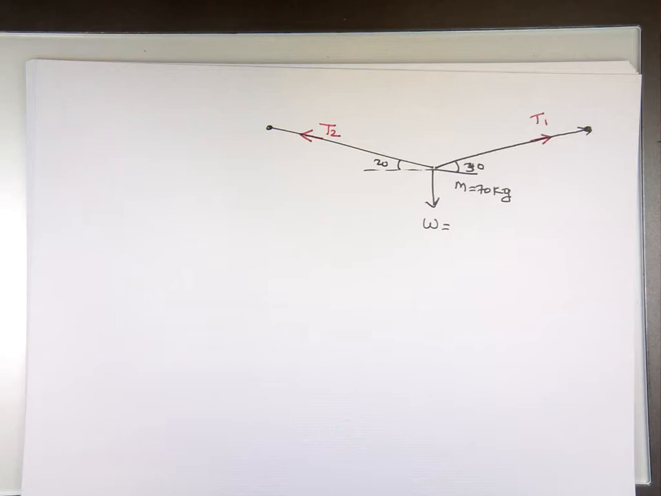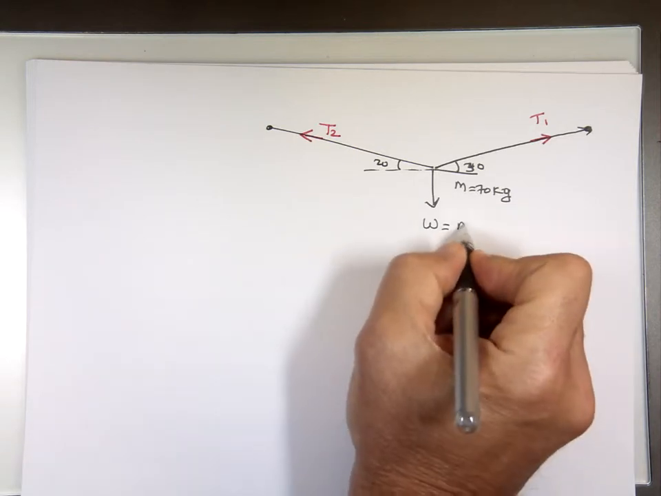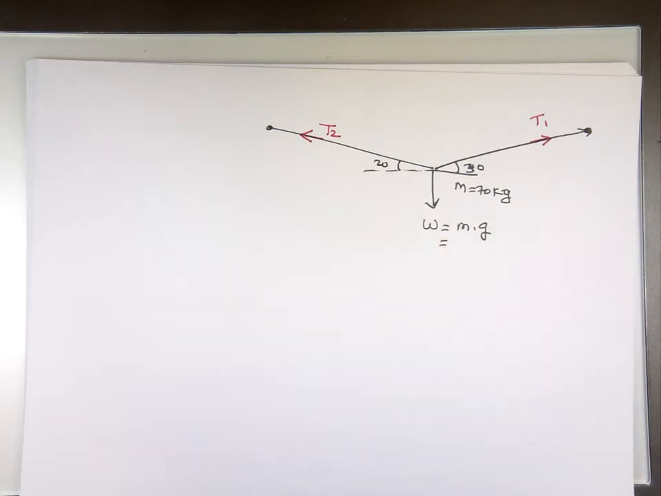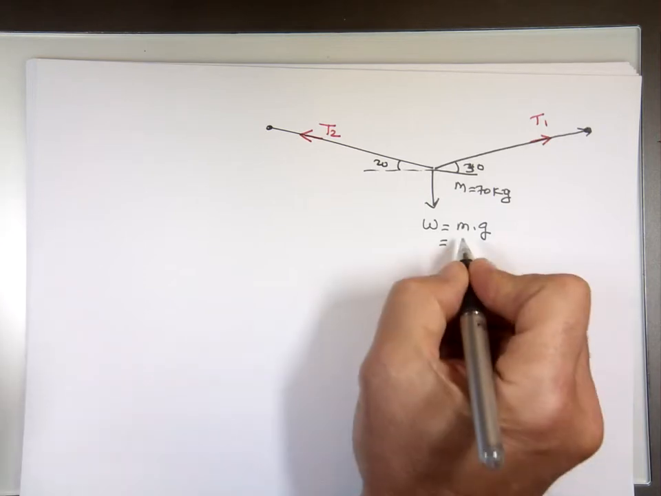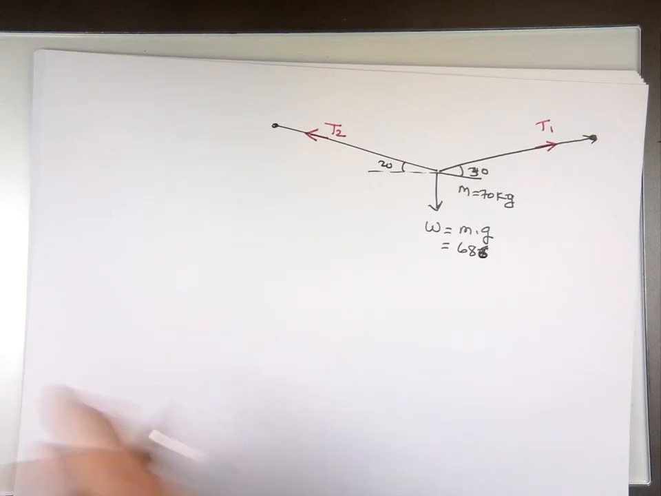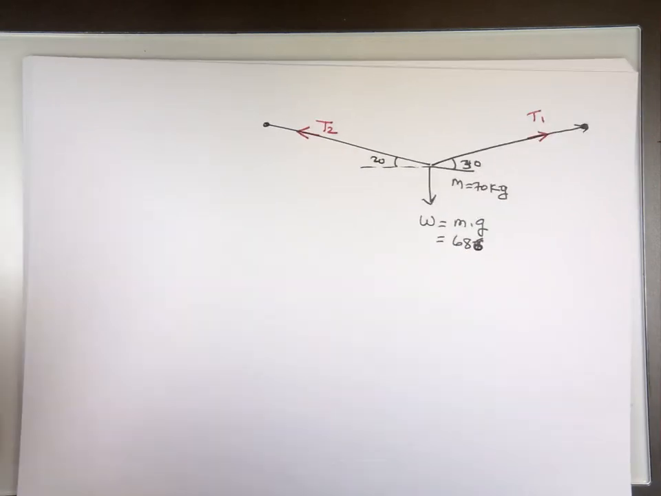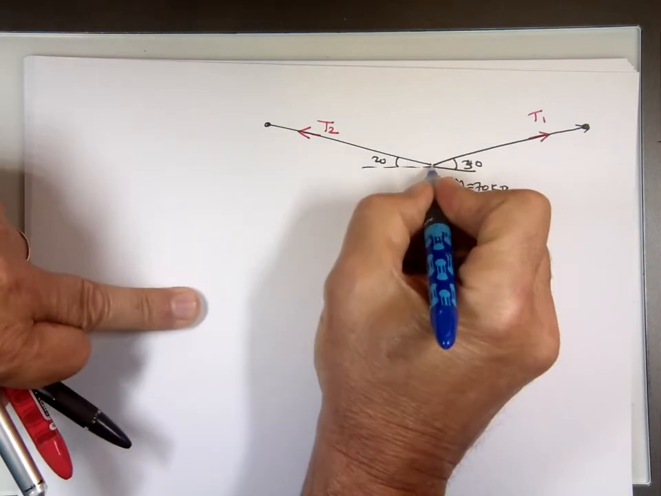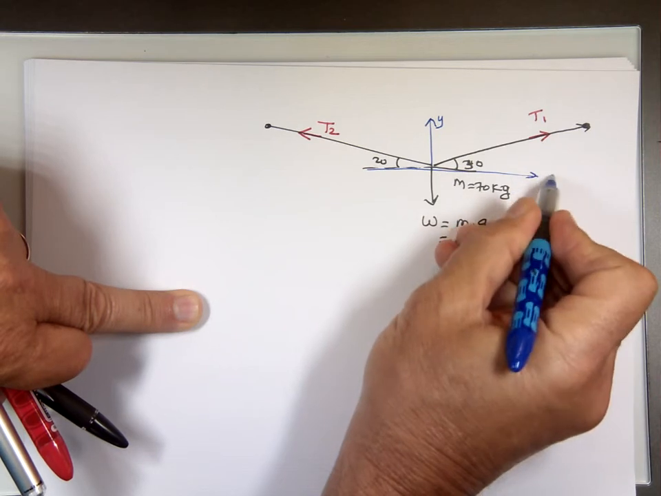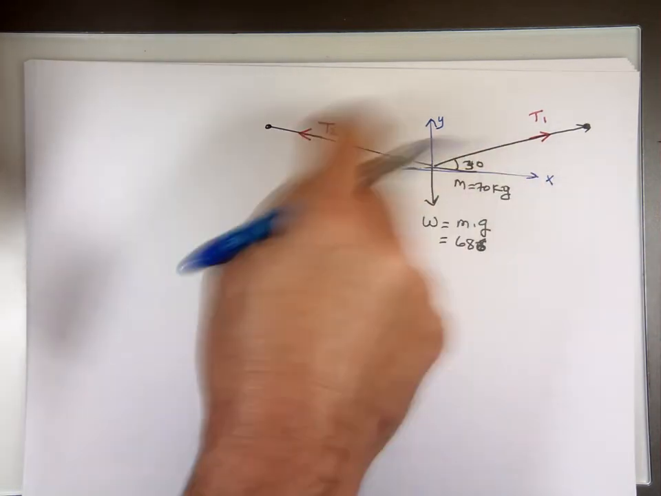And my weight is what? Mass times gravity. So what's 70 times 9.8? 686. So if I do my free body diagram, that's my free body diagram. If I make this my y-axis right here, and this is my x-axis right there, you can see the three vectors, three forces on it.